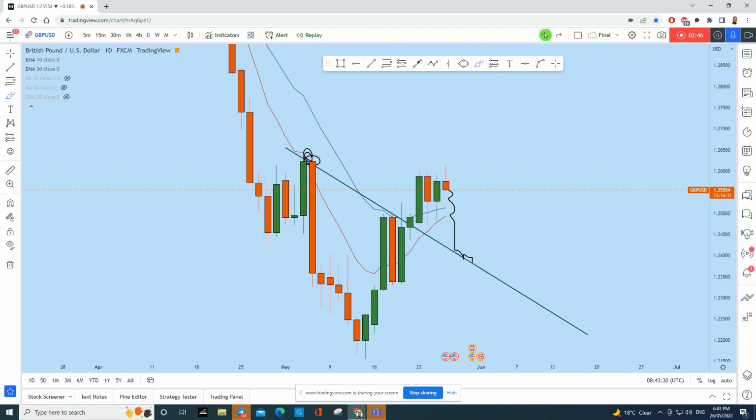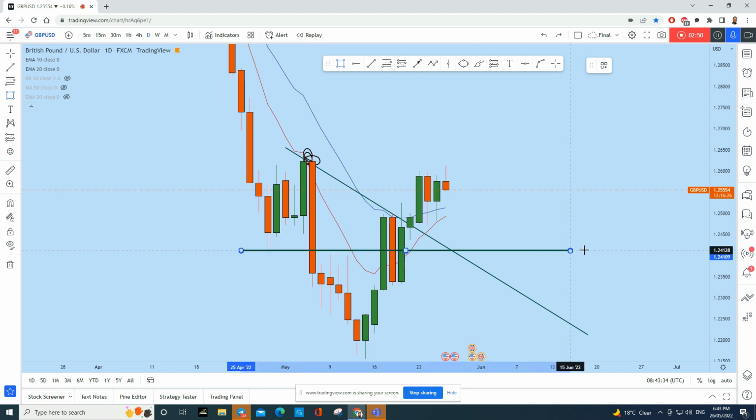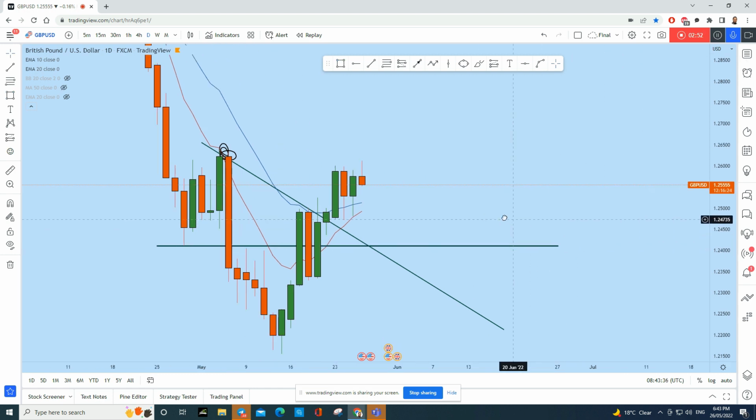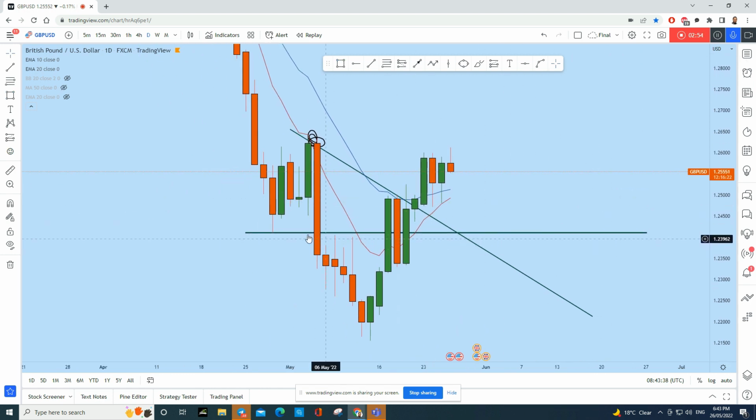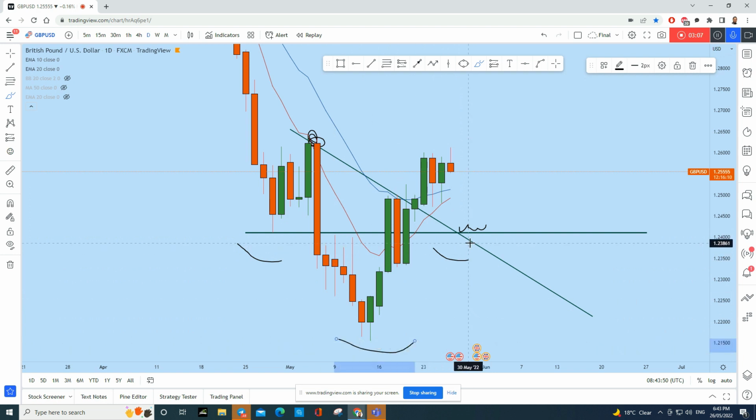So let's draw all this zone, then we will see where we can expect GBP/USD to start its bullish move. It looks to me that it will come back to this zone. As you have seen, this is the resistance line, this is the support line on the daily time frame, and it looks like it will complete a head and shoulders, and then we will start to push up for a big move to the upside.